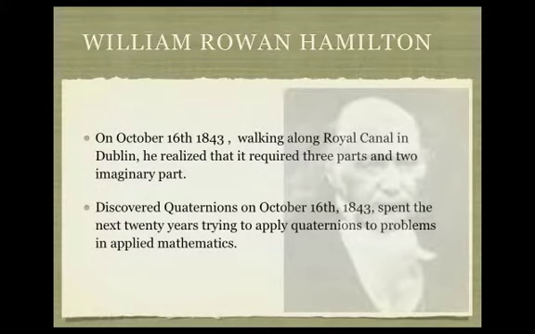But on October 16, 1843, while walking along the Royal Canal in Dublin, he realized it required three imaginary parts, which are i, j, and k. He discovered the quaternion in 1843 and spent the next 20 years trying to apply quaternions to problems in applied mathematics.